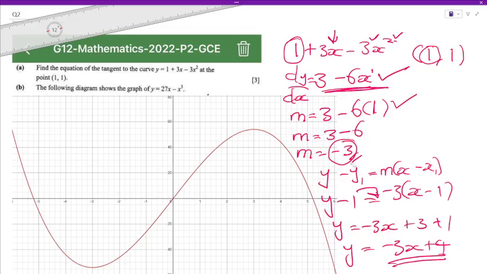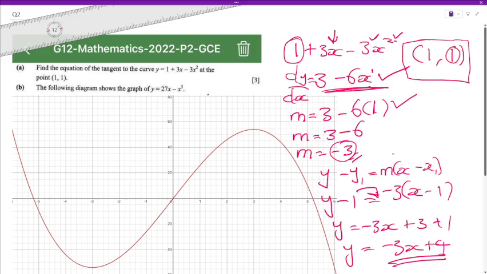Once you have found the gradient of the tangent, you can use it together with the coordinates you are given in the question to find the equation of the tangent. So this is our equation for finding the equation of a straight line. Where there is y1, you put the y coordinate. Where there is x1, you put the x coordinate. Where there is m, you plug in the gradient you found, which was negative 3. This is the negative 3 you are seeing there, and you solve. That is your final answer there.